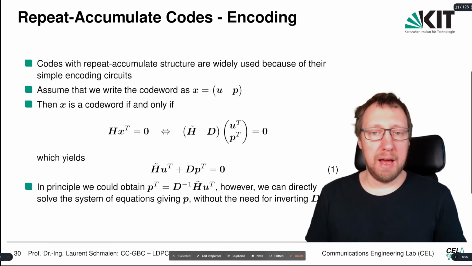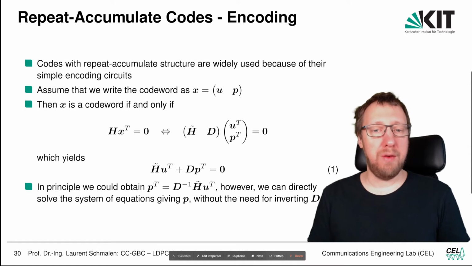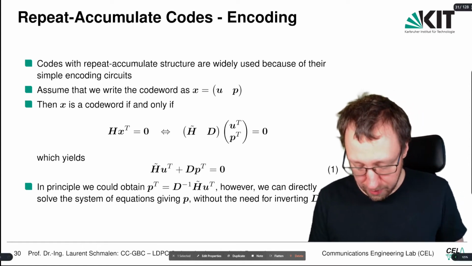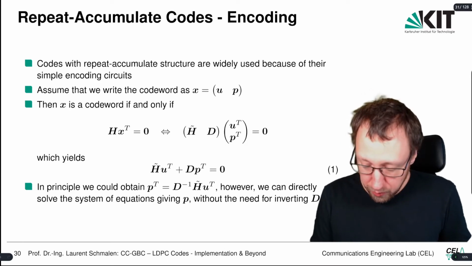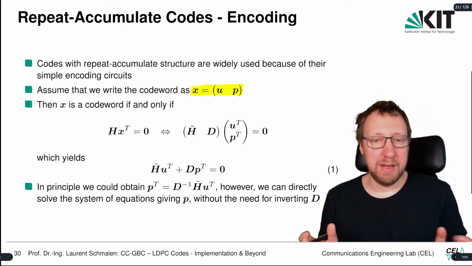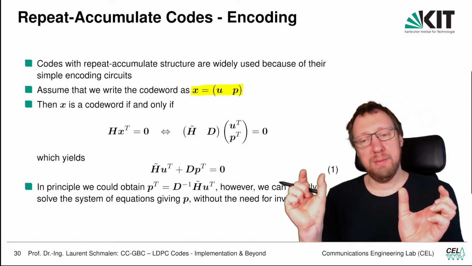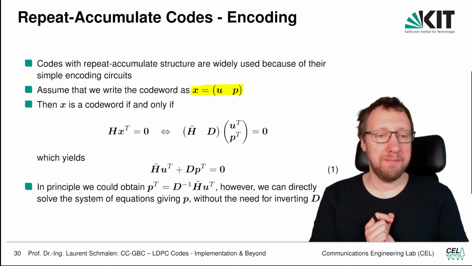So why are repeat accumulate codes popular? Well, encoding is very, very simple. Let's take a look at why encoding is simple. If we have a code word, we write the code word X as U followed by the parity bits. So we put the information bits in the beginning, followed by the parity bits.